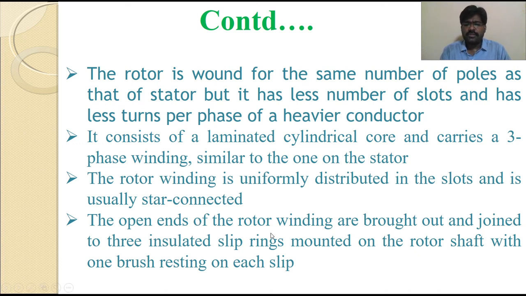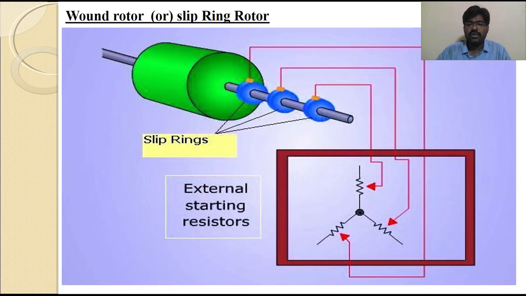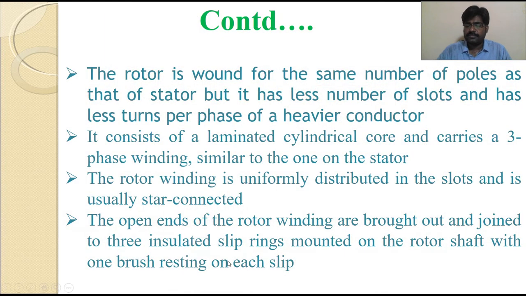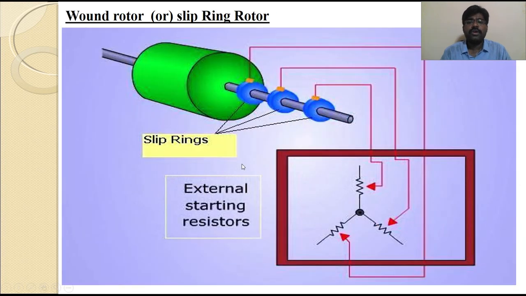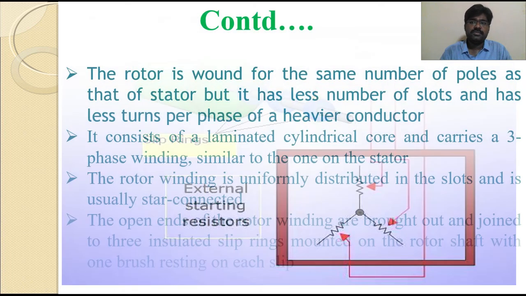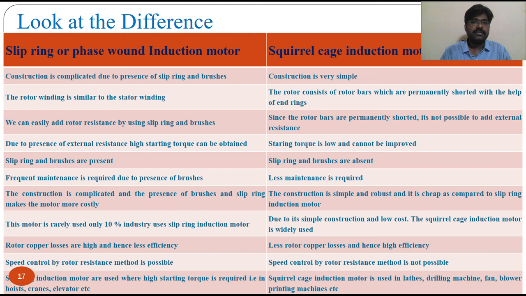Then the open ends of the rotor windings are brought out and joined to 3 insulated slip rings mounted on the rotor shaft, with 1 brush resting on each slip ring, right? This is what I have shown you here. All 3 windings of the rotor are taken out with the help of the slip rings and the brushes. This is how the slip ring induction motor connection is made, right?